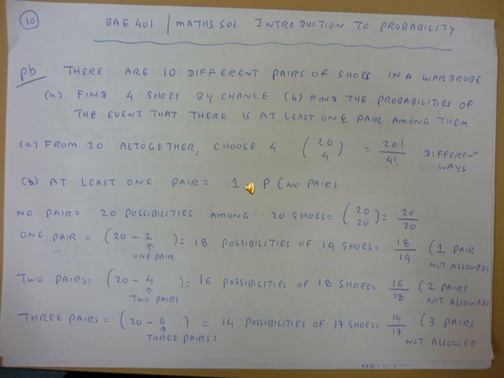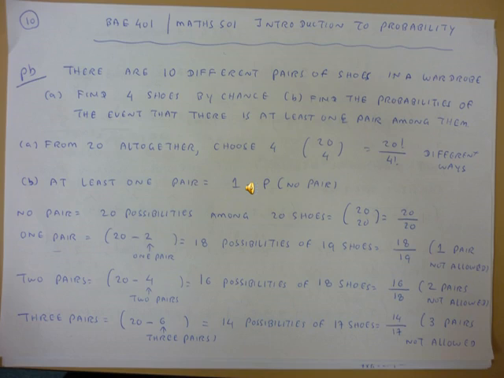And for the possibility of the three pairs, the three pairs have six numbers of the shoes. So 20 minus six, there will be the 14 possibilities of the 17 shoes. So there will be 14 by 17. So the three pairs are not allowed. So the no pairs is equal to 20 by 20 multiplied by 18 by 19, multiplied by 16 by 18, multiplied by 14 by 17, so that will be 224 by 323.